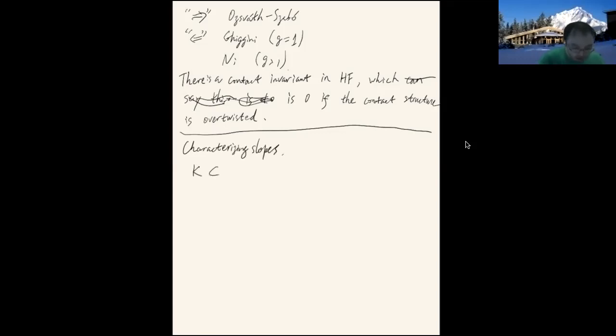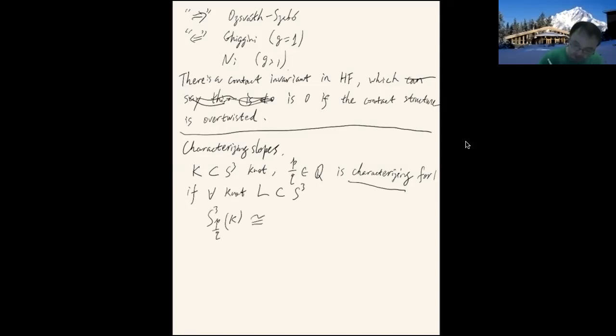So suppose K is a knot in S^3, and we say a slope p/q is characterizing for K if for any knot L in the 3-sphere, the p/q surgery on K being the same as the p/q surgery on L implies K is equal to L. Here, this symbol means that they are homeomorphic as oriented manifolds.